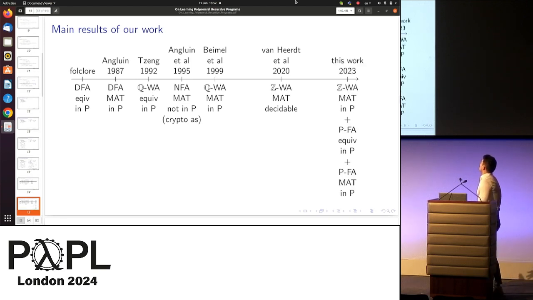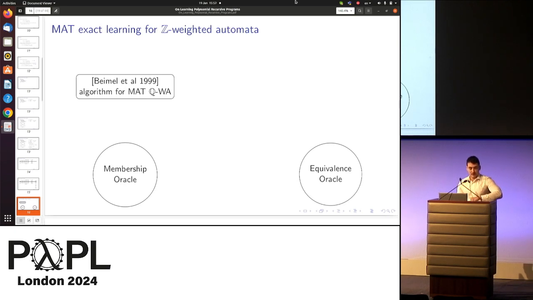And what do we do in our paper? So first of all, we introduced this new type of automata, for which we showed that both the equivalence and the exact learning problem can be done in polynomial time. And we also showed that for Z-weighted automata, the learning problem can be solved in polynomial time. Now, I'll briefly outline the main ideas for each of these three results. So I'll start with the exact learning for Z-weighted automata.